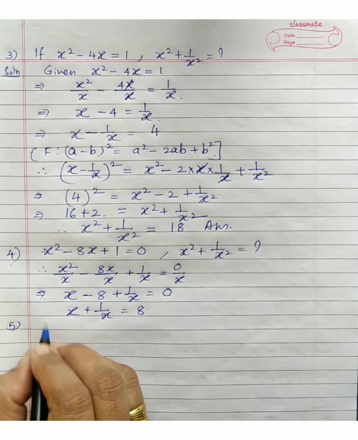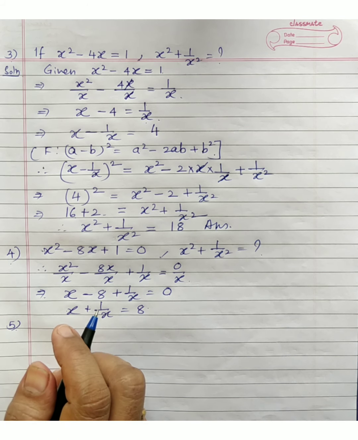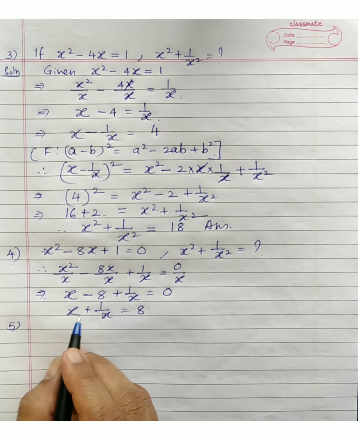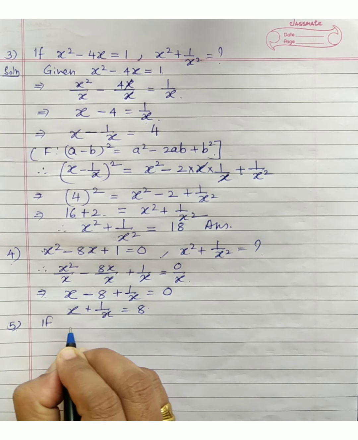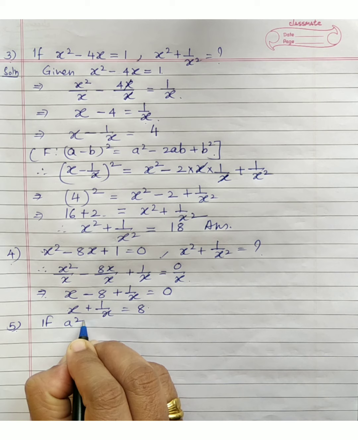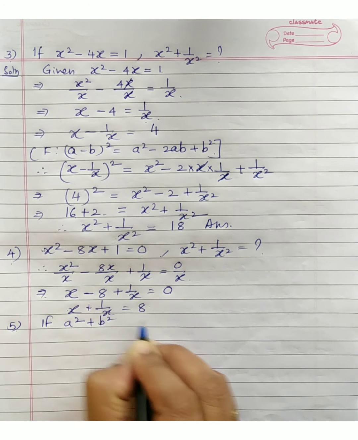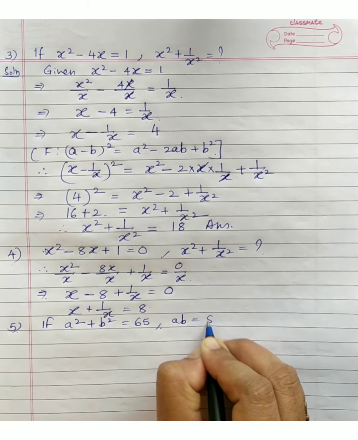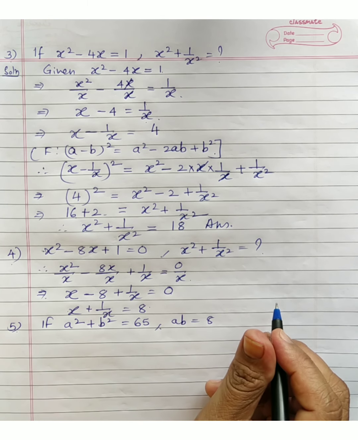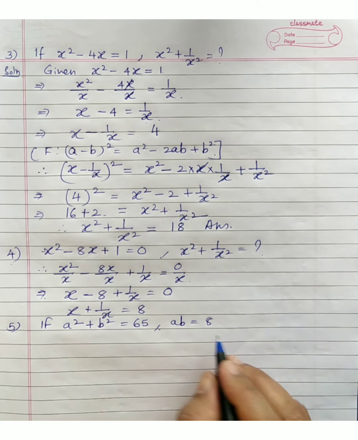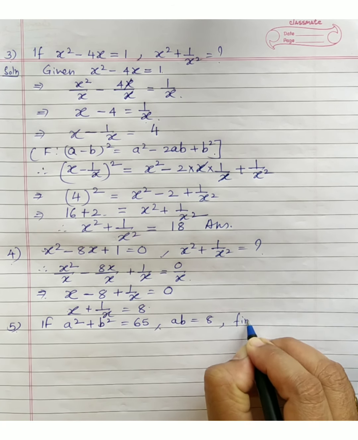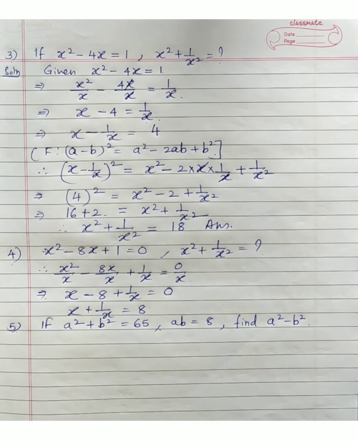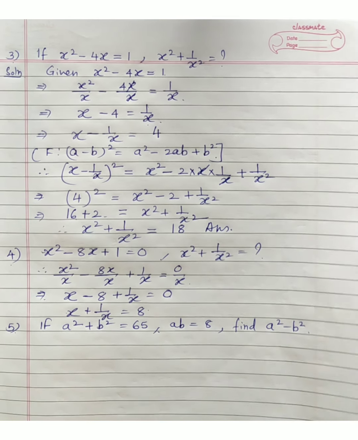One more question I'll take and then we'll end up with this. You need to do a lot of practice yourself. 11th question I'll take. If a square plus b square is 65, okay, and ab is 8, find the value of a square minus b square. Find a square minus b square. Again, observe this question carefully. There are many ways you can do it, children.